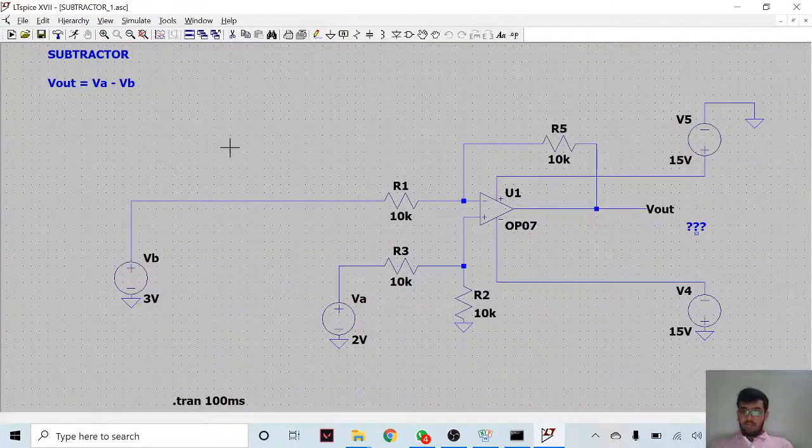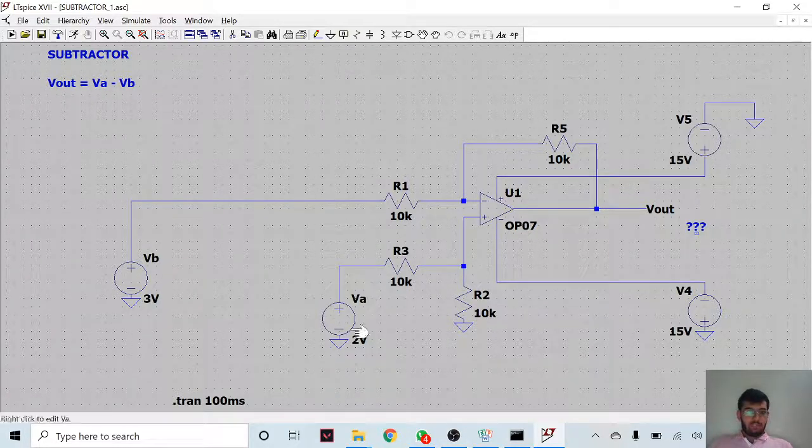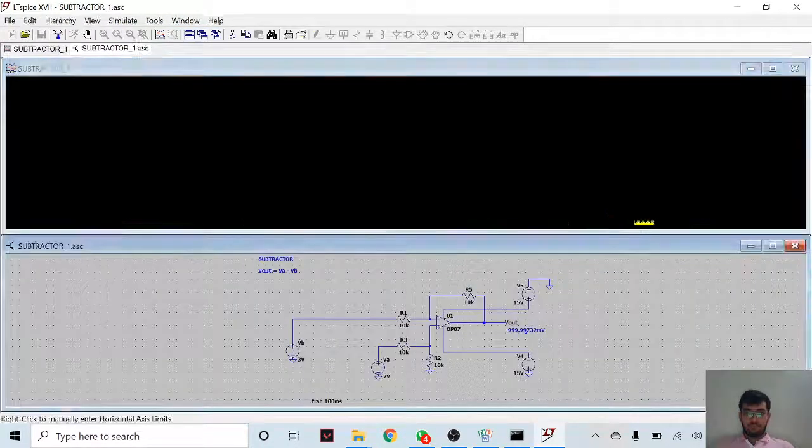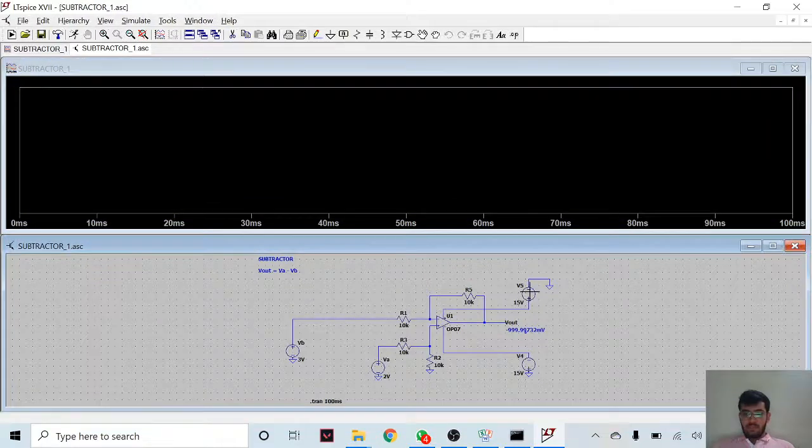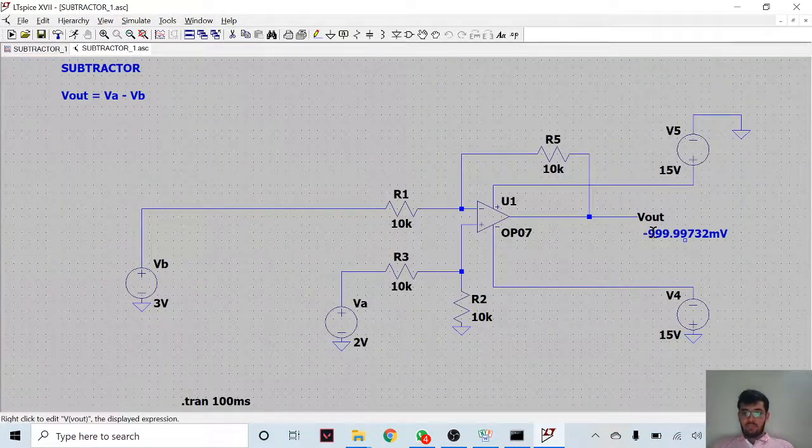This circuit we have already seen. The output Vout will be Va minus Vb. So in this case it will be negative 1 volt. Let's simulate it. Here as we can see we are getting almost equivalent to minus 1 volt.